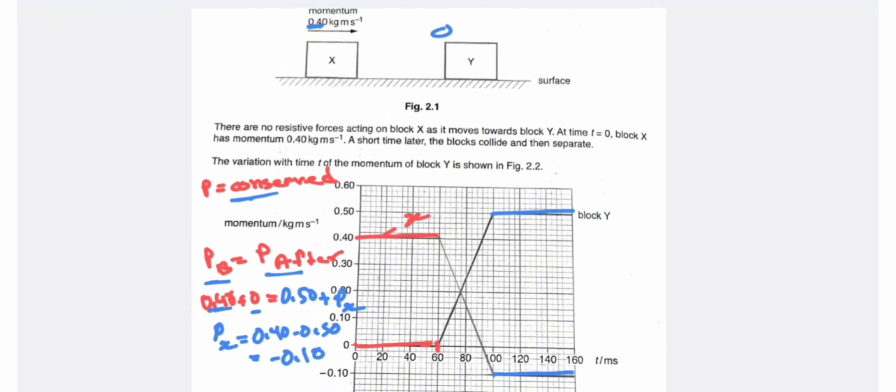After the collision, we are given the momentum of y as 0.50. So what is the momentum of x after collision? We consider this as px. So px is equal to 0.40 minus 0.50, that is negative 0.10. So this is the final momentum for block x, negative 0.10. And if we join the two lines, this is the momentum time graph for x.